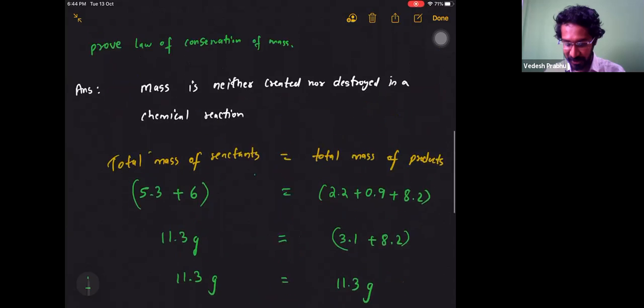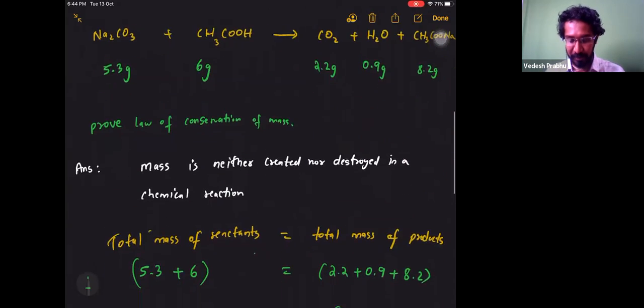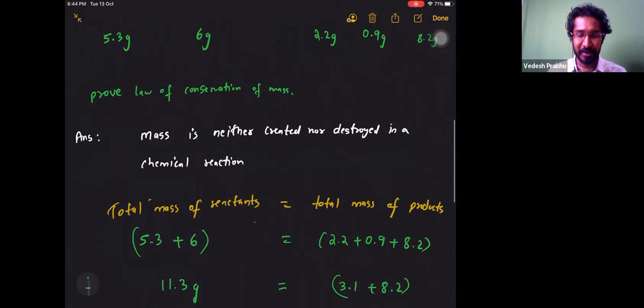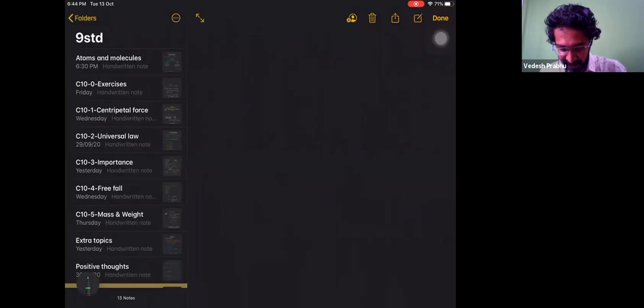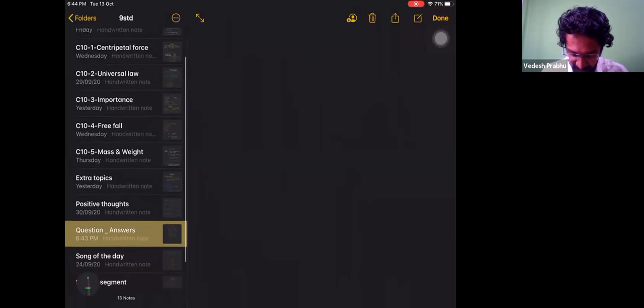So this was your law of conservation of mass. Very simple, very easy. I'll just start the law of constant proportion, but we will do that in tomorrow's class. I will just write the statement, that's all. I won't do anything much. I'll write the statement, but we will continue about this in the next class.